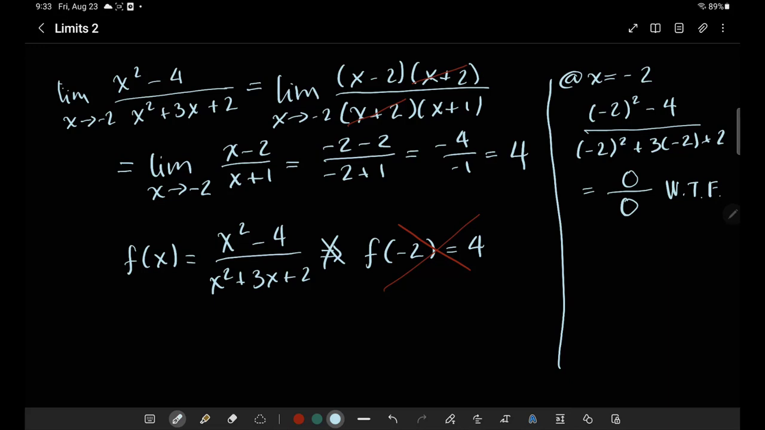It just tells you that in the limit, so in this case, the limit as x goes to -2 of f of x is going to be equal to 4, not the function itself. So there is the distinction.